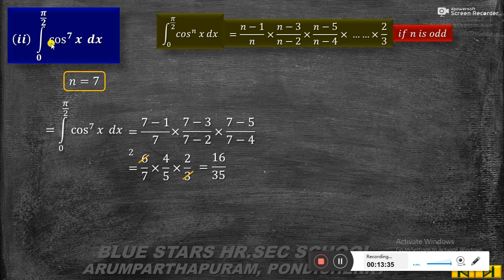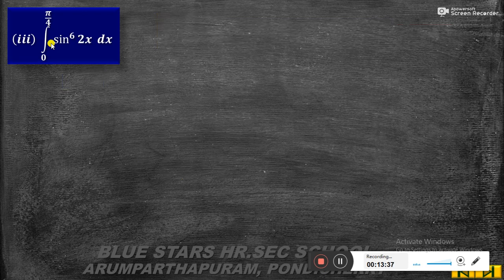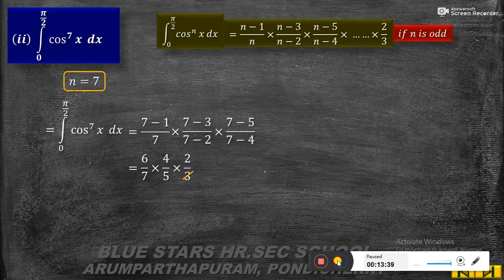Next, second problem, first problem, second subdivision: integral 0 to pi by 2 cos power 7x dx. This is the given integral. Here 7 is an odd number, therefore integral 0 to pi by 2 cos power nx dx equals (n minus 1) by n, (n minus 3) by (n minus 2), (n minus 5) by (n minus 4), up to 2 by 3 if n is odd. n is an odd number, therefore n equals 7.